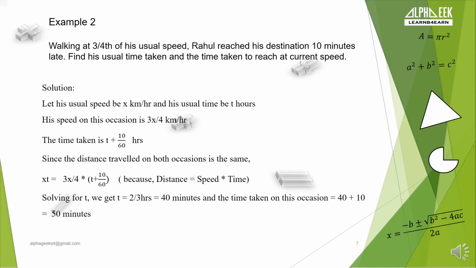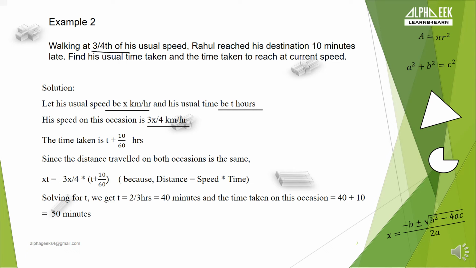So let's assume, since the destination and the starting points are the same, we can assume the speed and the time taken by Rahul to reach the destination. So let's assume that his usual speed be x kilometers per hour and the time taken by Rahul be t hours. Okay. Now, according to the condition, Rahul is walking at three-fourths of his usual speed. So his speed on this occasion will be 3 by 4 times x. That will be 3x by 4 kilometers per hour.